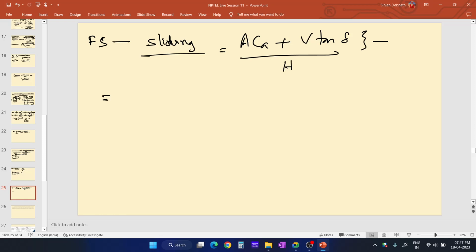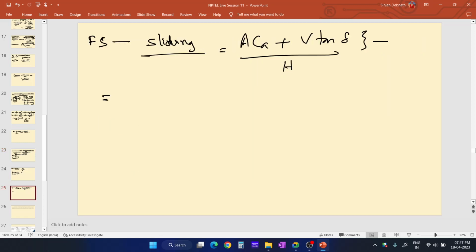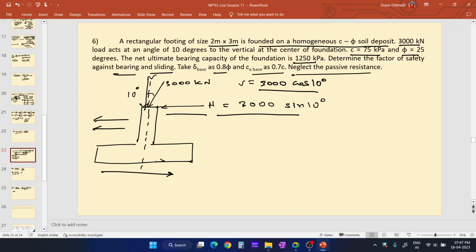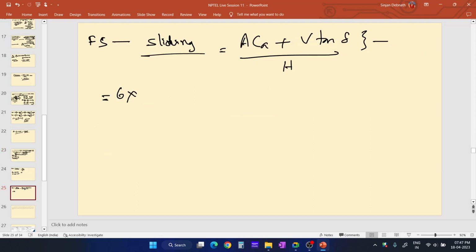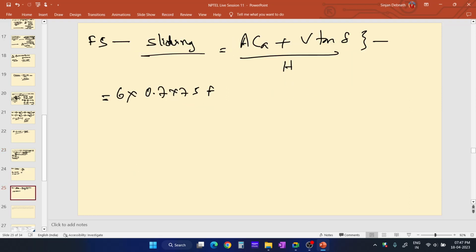So A is how much? A is 2 into 3, that means 6. CA is 0.7 C. C is how much? C is 75. So 0.7 into 75, plus vertical component. Vertical component is how much? It is 3000 cos 10, which comes to be around 2954.4 kilonewton, into tan of delta.